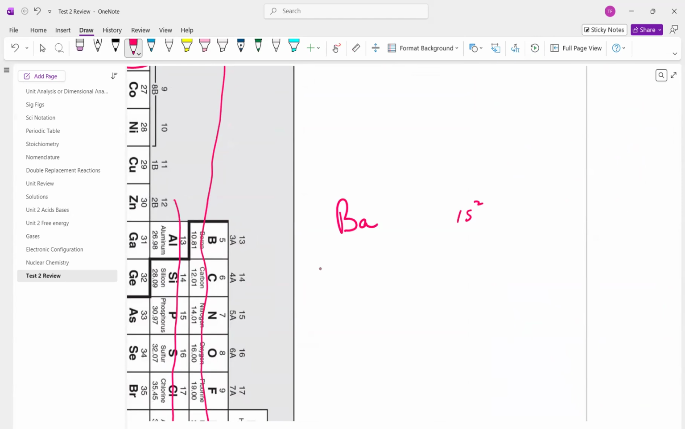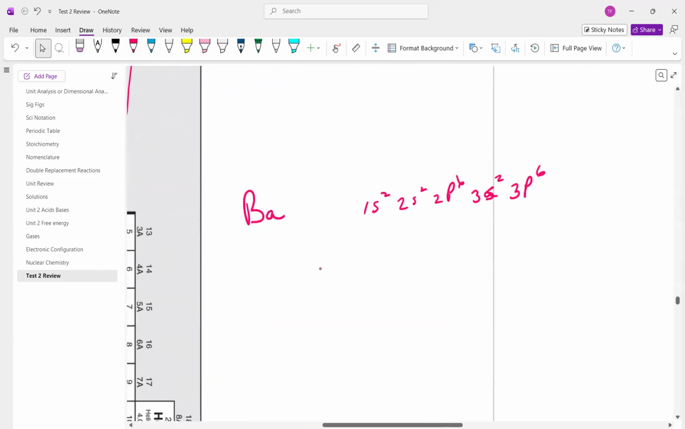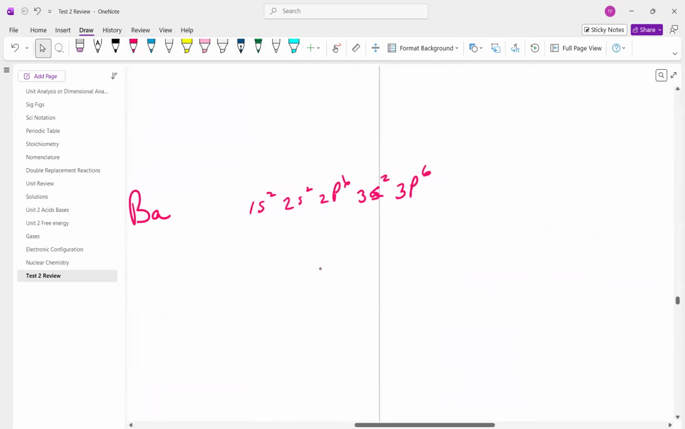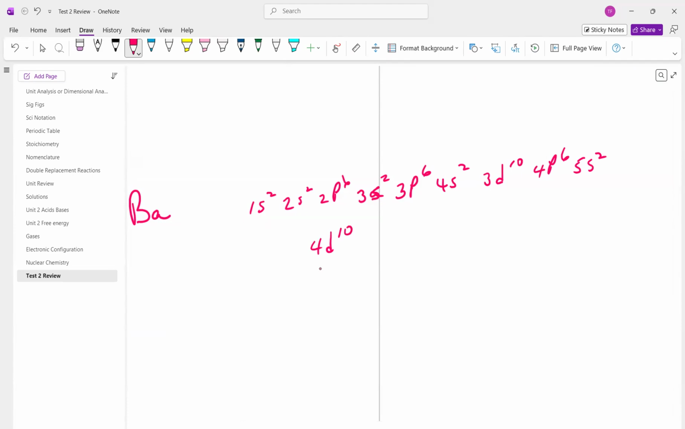Okay, so that's going to be 1s2, 2s2, 2p6, 3s2, 3p6, 4s2, 3d10, 4p6, 5s2, 4d10, 5p6, 6s2. That's for barium metal.